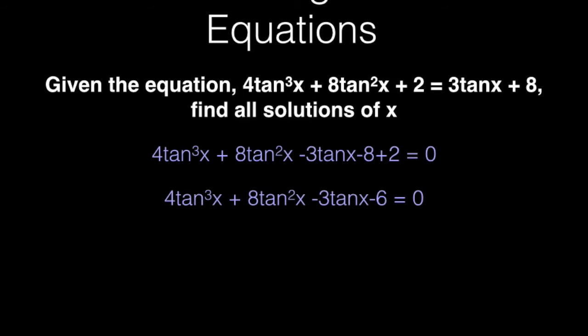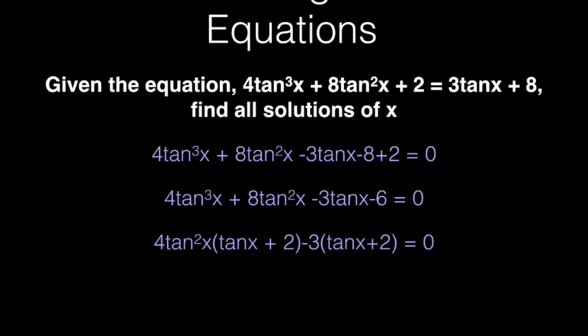In your pre-calculus sequence, you might have learned that if you have 4 terms, you want to see if you can factor out anything by dividing the 4 terms into different categories. Like you treat 4 tan cubed x plus 8 tan squared x together, and then you look at negative 3 tan x minus 6 together. If we look at the first 2 terms, we see that they have a common factor of 4 tan squared x. So if we factor that out, we'll get tan x plus 2.